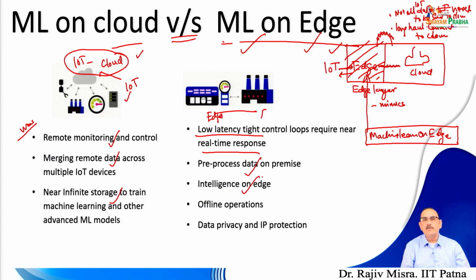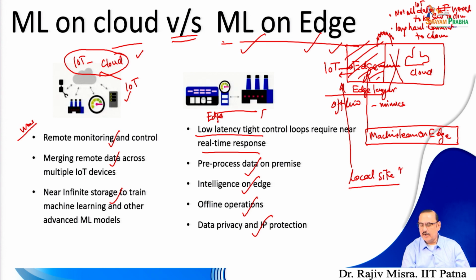It can perform the intelligence computation on the edge, and it will also perform offline operation. Even if, let us say, there is no connectivity or the connectivity is broken between the edge and the cloud, even then it can work in an offline manner. And it will also protect the data privacy and IP protection. Why? Because the data will be there at the local site, not at the cloud. So, this will add to the data privacy.